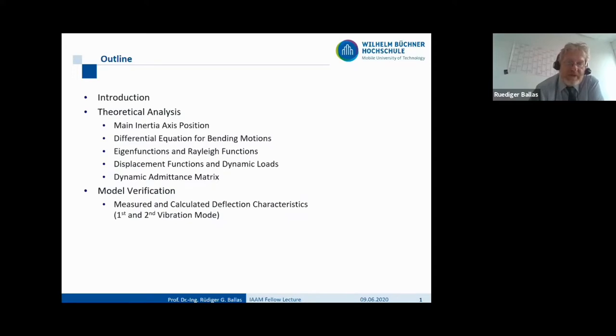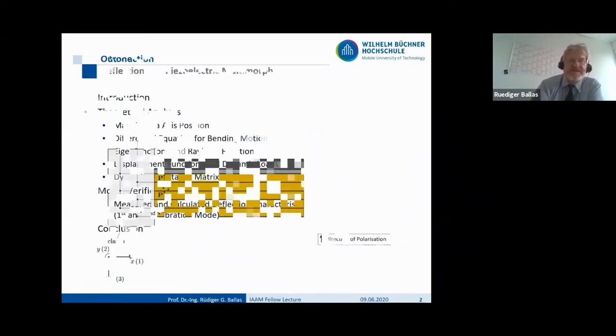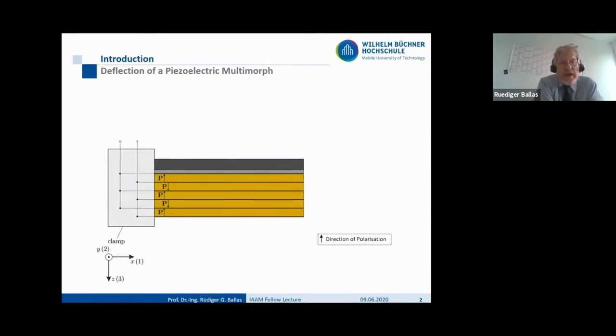Then I want to show you a model verification that is realized by measuring and calculating the deflection characteristics in the first and second vibration mode. And I want to conclude my presentation then. Now let's start with the introduction.